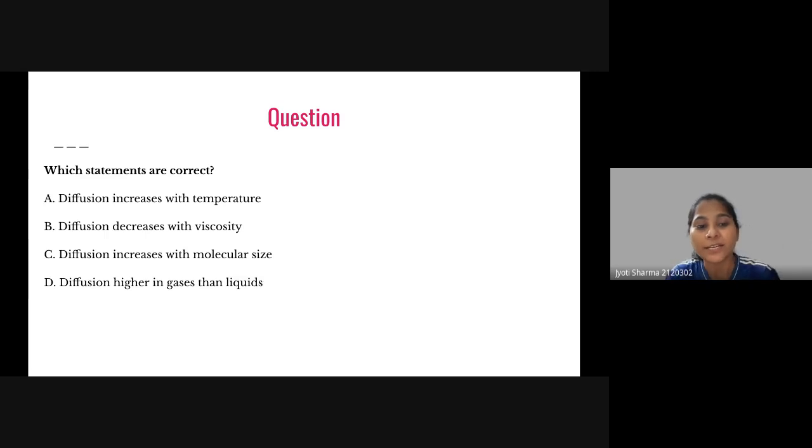Okay, which statements are correct? Diffusion increases with temperature. Diffusion decreases with viscosity. Diffusion increases with molecular size. Diffusion is higher in gas than liquid. Which statements are correct?